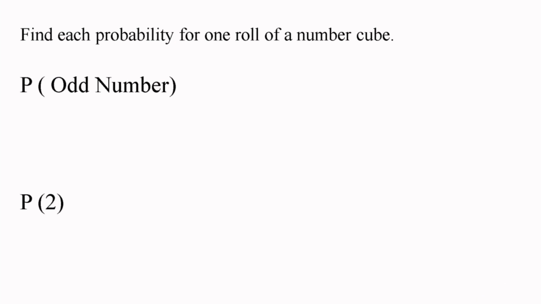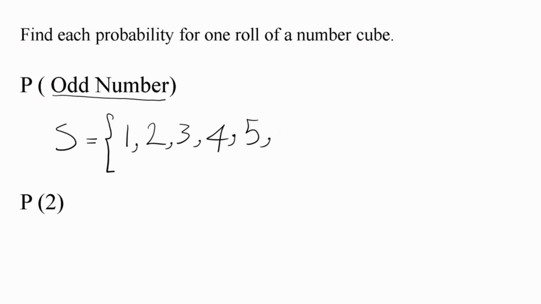The first example that we have: find each probability for one roll of a number cube or die. Okay, we want to calculate P of odd number. First of all, inside the parentheses shows the event. It means results that we are interested in, that we want them to happen. Always start with writing the sample space. So when we roll a die, what are the possible outcomes? It can be 1, 2, 3, 4, 5, and 6.